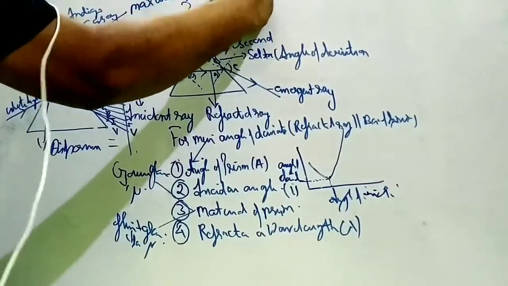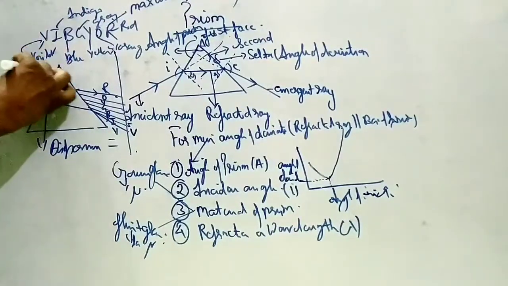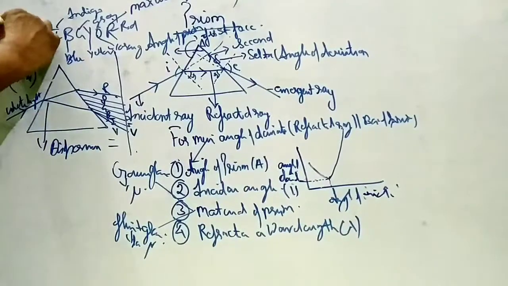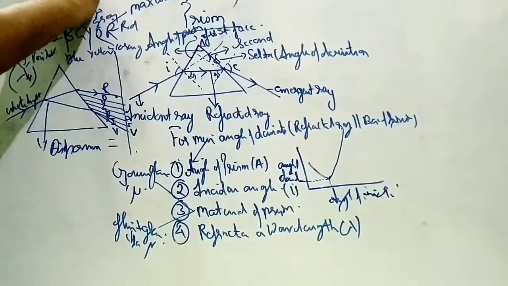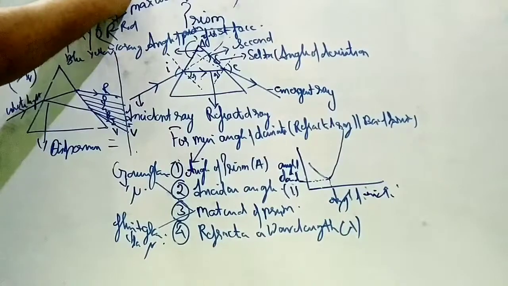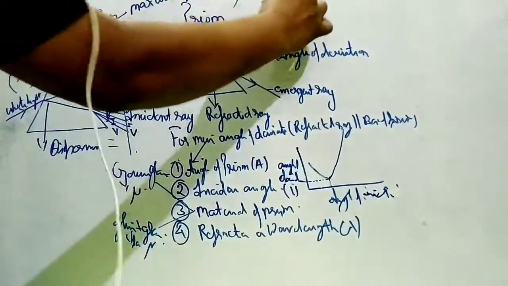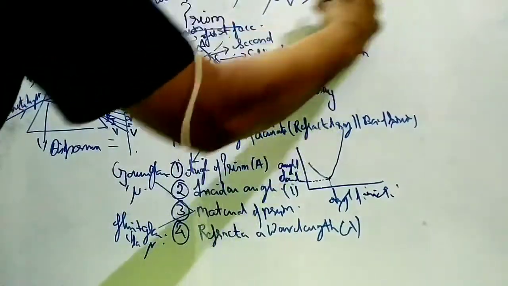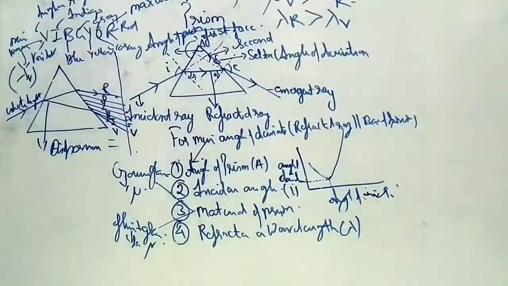Wavelength is denoted by lambda, and it is written as lambda R, the wavelength of red color. Violet has a smaller wavelength, so it is denoted by lambda V, the minimum wavelength. Those with a minimum wavelength have a higher refractive index. The refractive index is denoted by mu V. Mu V is greater than mu R. The wavelength of red light is greater than the wavelength of violet.